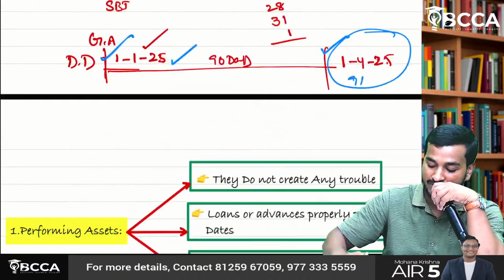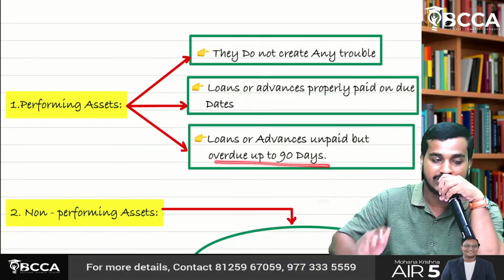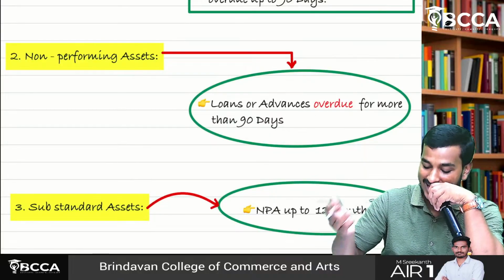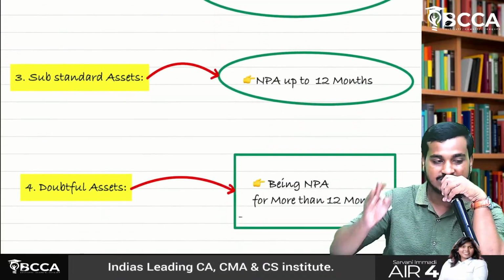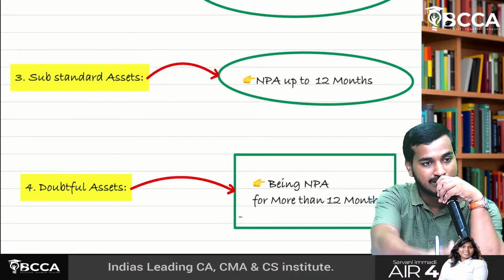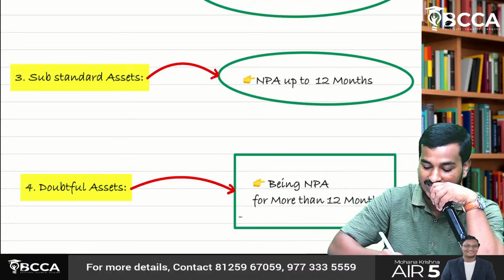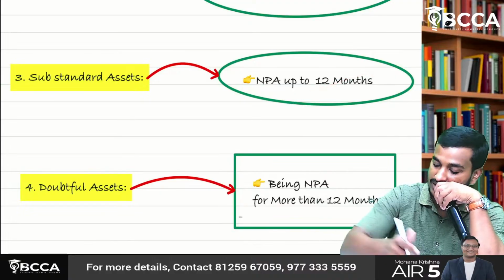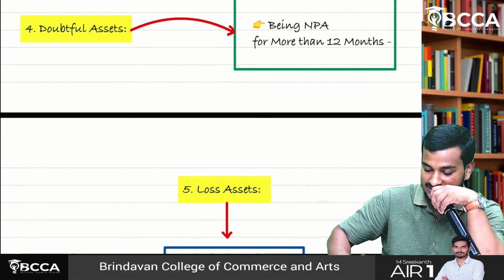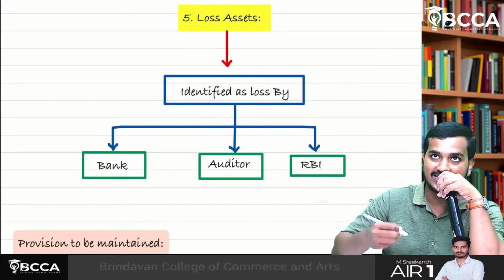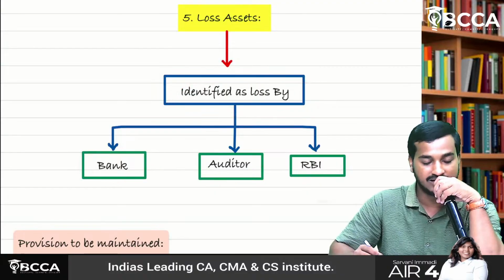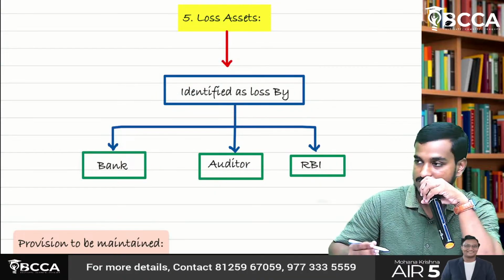When to call it a performing asset? Overdue up to 90 days. When to call it NPA? Overdue more than 90 days. Again NPA has three categories: substandard, doubtful, loss. When he is NPA up to 12 months, he is called substandard. When to call doubtful? NPA more than 12 months, he is called a doubtful asset. When to call it a loss asset? When either RBI or auditor or bank identifies it as a loss, then it will be called a loss asset.